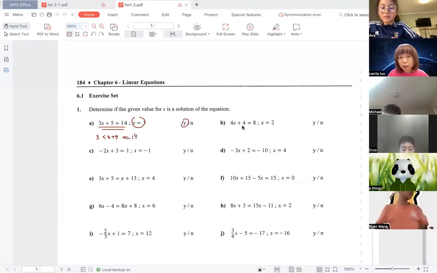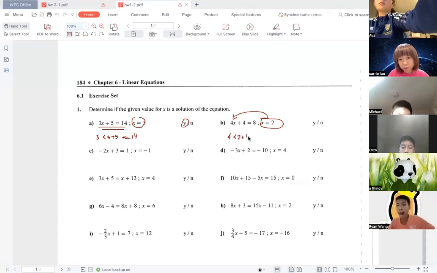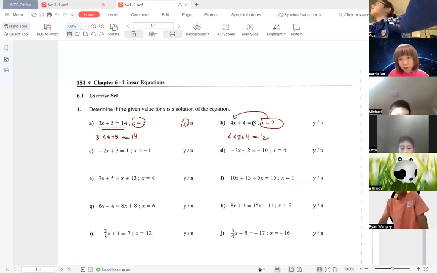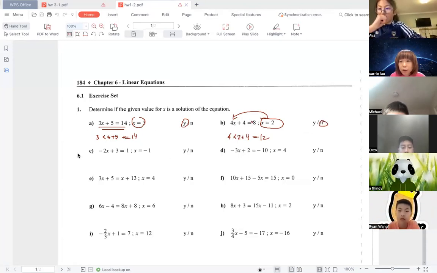Get it? Okay, so for the second one, 4x plus 4 equals 8. You probably say x equals 2. You replace it, so 4 times 2 plus 4 equals 12. It's not 8, so this is wrong. Get it, everybody? So I want you to do this one.